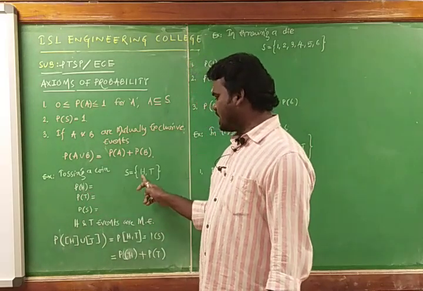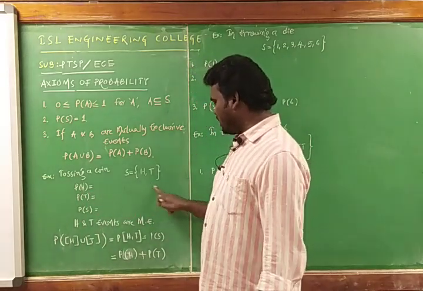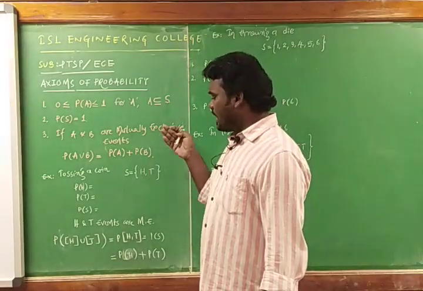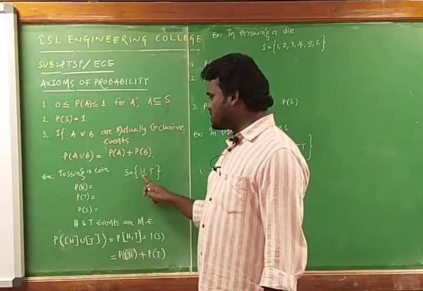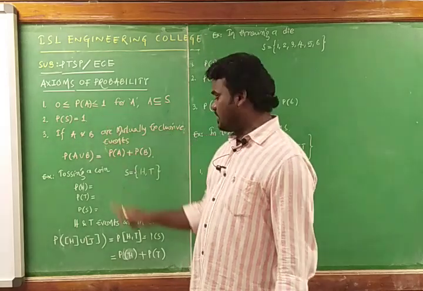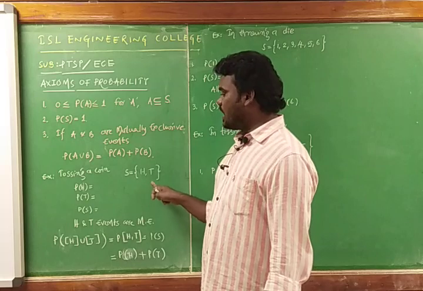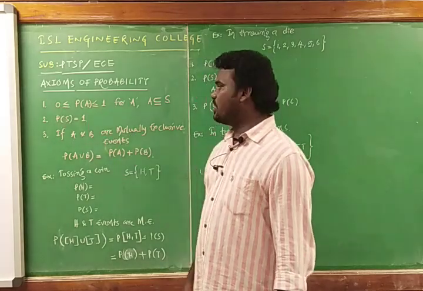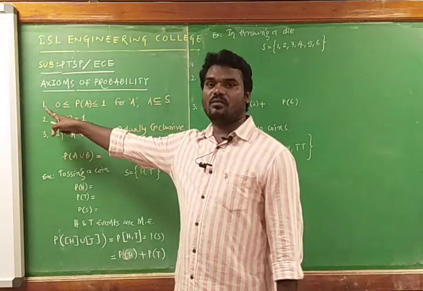First I am going to calculate the probability of each event. H is an event, T is also an event. By calculating the probability of H, I must get a value that lies between 0 and 1. By calculating the probability of tail, I must also get a value between 0 and 1. Then only does it satisfy the first axiom of probability.